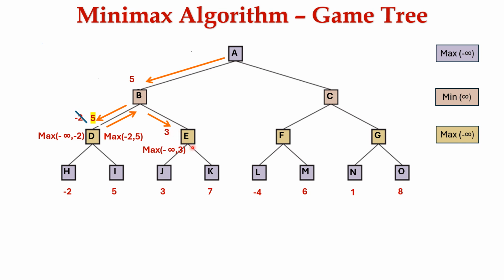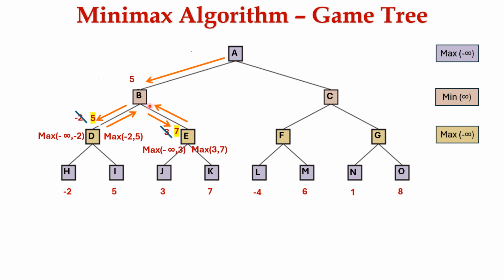Next, it compares node K value 7 with the current E value 3. Since 7 is larger, node E value is updated as 7 as its final value. This value is then propagated upwards to the parent node B for further evaluation.